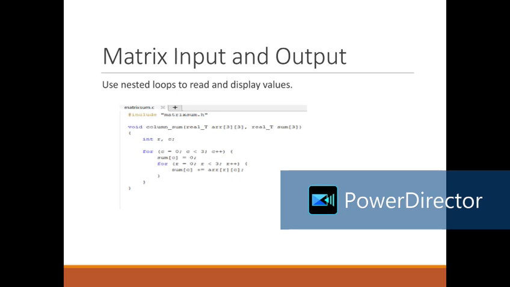The provided C code snippet, while focused on calculating a column sum, visually reinforces the concept of using nested loops to process elements in a 2D array, whether for input, output or calculation.